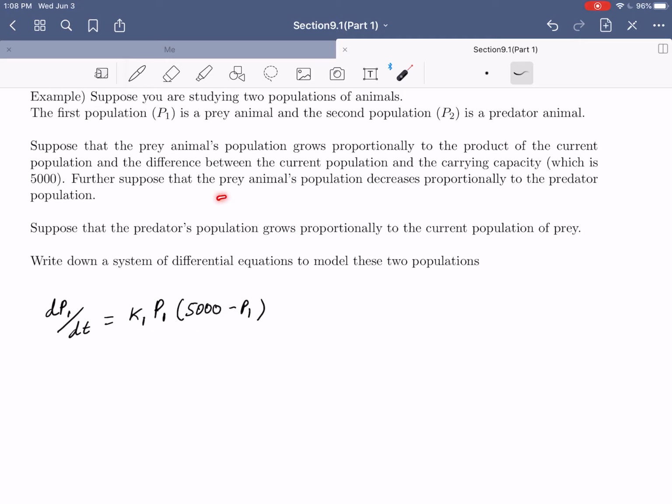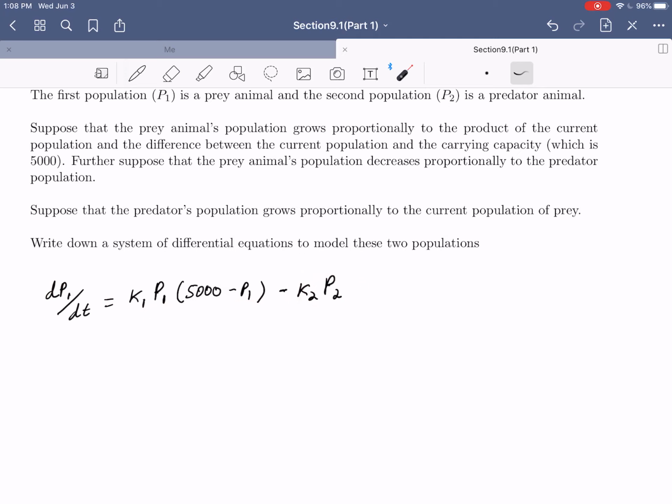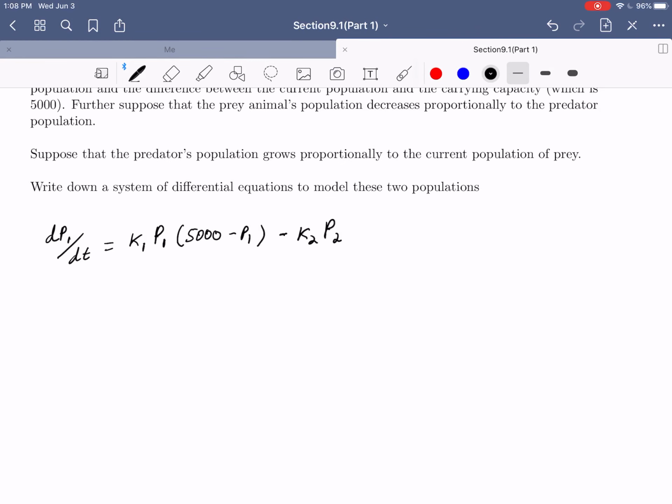But we know that it also decreases proportionally to the predator population. So we'd use a new constant of proportionality. We do minus, since it's decreasing, K2 times P2. And notice that this right here would be a system, right? Because we're saying the change in that first population is based not only on the first population, but also the second population.